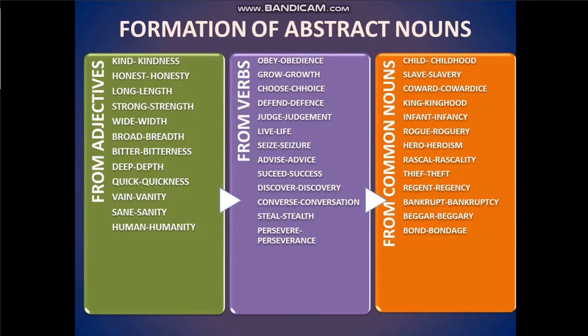And from common nouns, from other nouns. Child, childhood. Slave, slavery. Coward, cowardice. King, kinghood. Or we also get kingdom. Infant, infancy. Rogue, roguery. Hero, heroism. Rascal, rascality. Thief, theft. Regent, regency. Bankrupt, bankruptcy. Beggar, beggary. Bond, bondage. These were just few examples. There are many more, but you should remember them because they will be helpful in the upcoming worksheets.